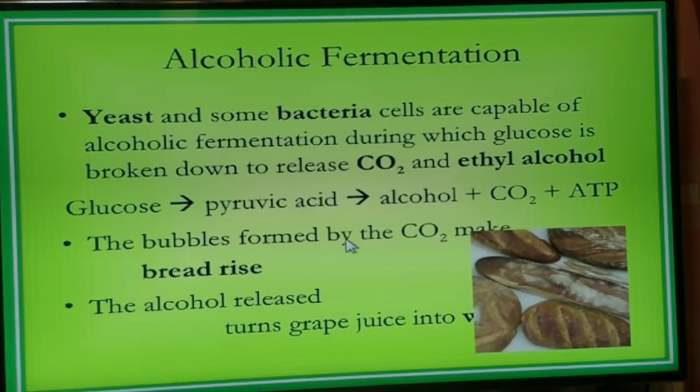The bubbles formed by the carbon dioxide make the bread rise. You might have seen small holes in the bread. Those small holes are due to the carbon dioxide that was trapped in the dough. And when we bake the dough, that carbon dioxide is released, thus leaving gaps in the bread. And then the bread becomes quite spongy. The alcohol released turns grape juice into wine.